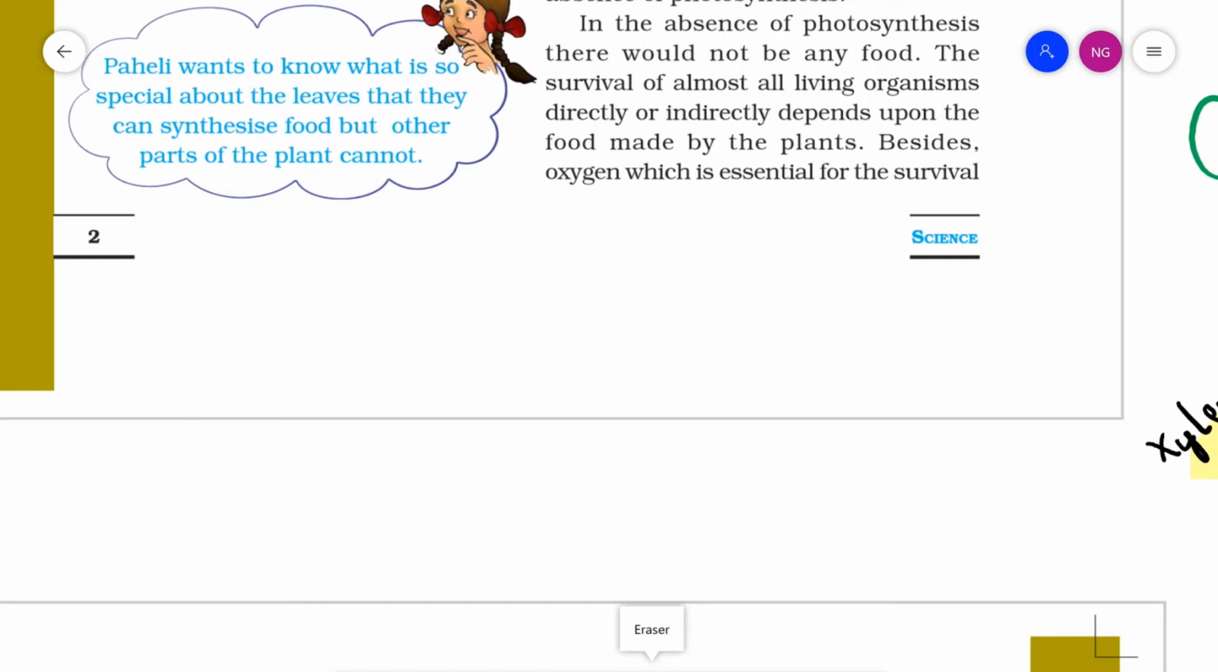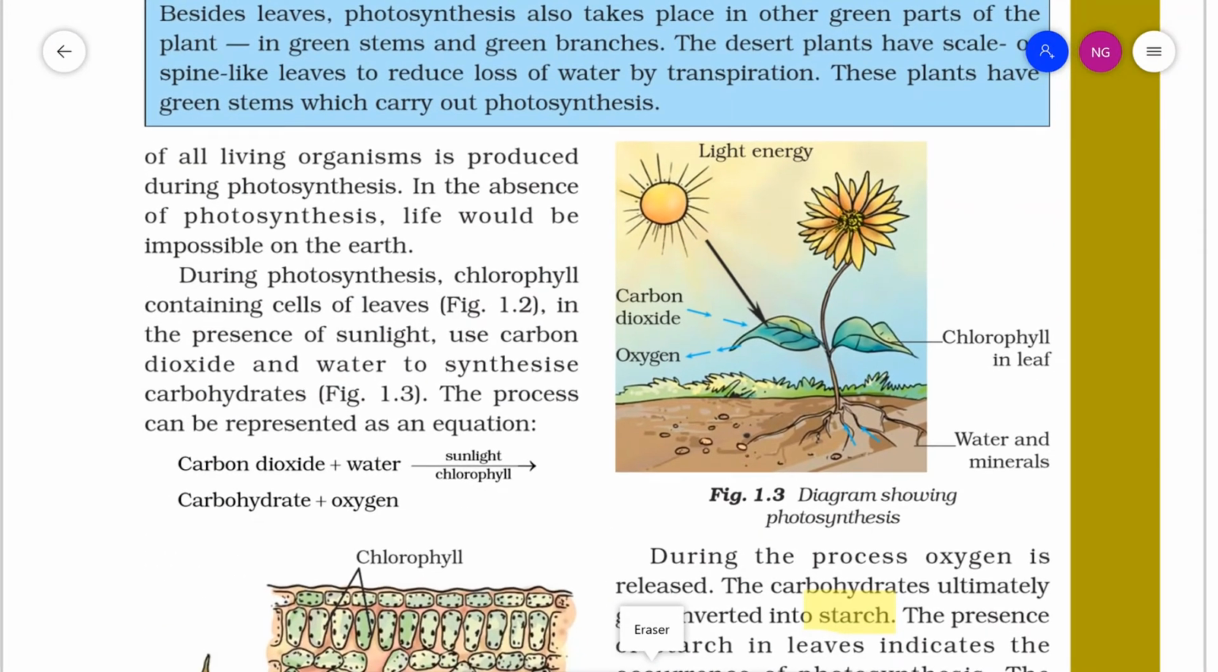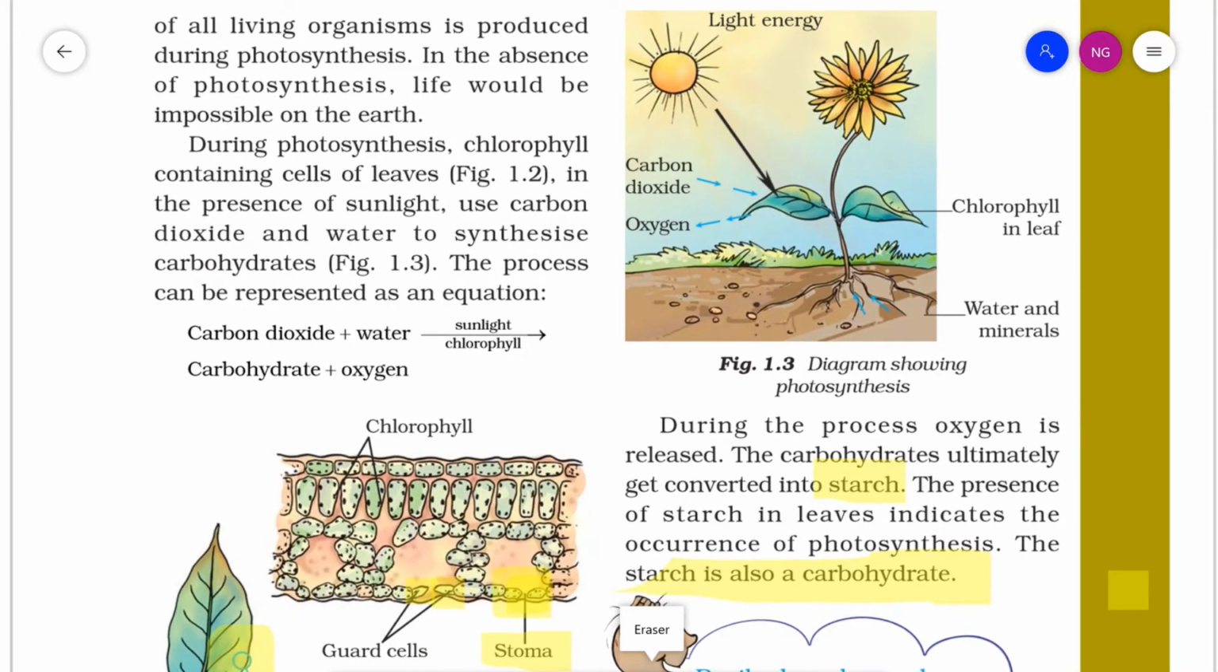So now we will see the reaction or chemical equation of photosynthesis so that we will understand how oxygen is produced during the process. During photosynthesis, chlorophyll containing cells. So here you can see these are the cells which have chlorophyll in it. As I already explained, these chlorophyll containing cells will capture sunlight and they utilize carbon dioxide and water to synthesize carbohydrate and oxygen. So now you understood oxygen is produced during photosynthesis. So during the process, oxygen is released.